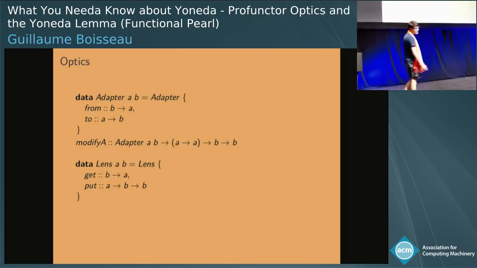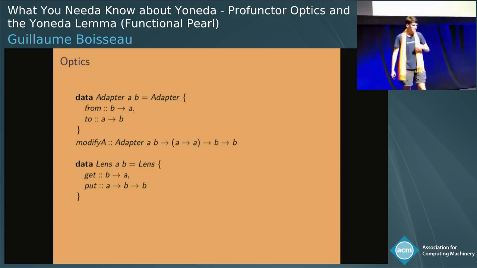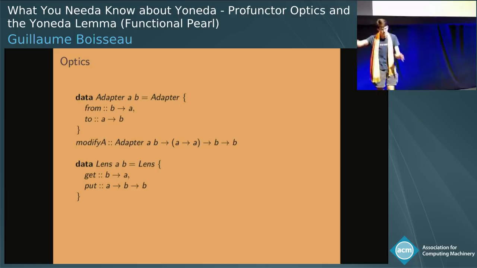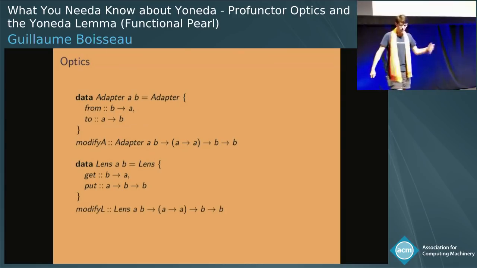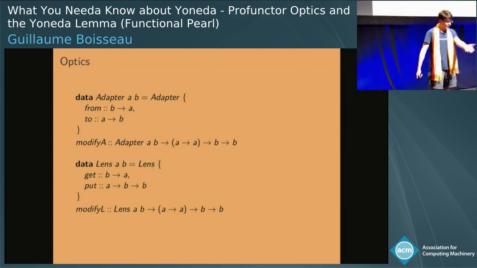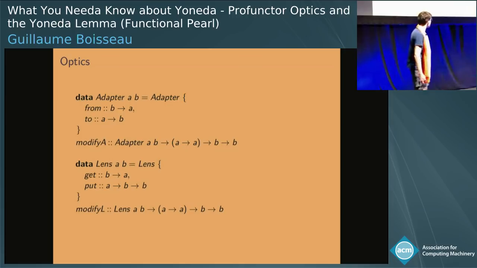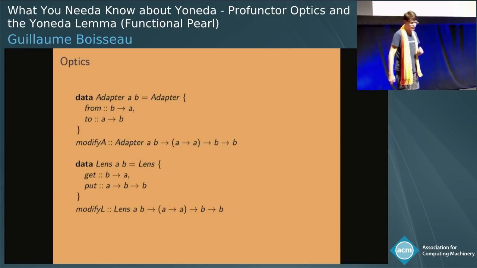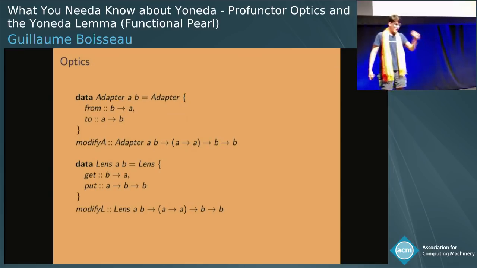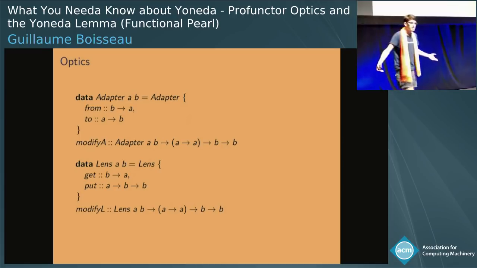A lens from A to B is intuitively something that says that A is a part of B. That is, B is an A and something else. So I've got two functions: something that retrieves the A from the B, and something that puts back a new A into a B and returns a new B. And again, I can define a bunch of combinators on those, like modify is also definable on lenses, interestingly enough. And I can compose lenses as well. It's a bit less obvious, but I still can, and from that, I get very interesting combinators.